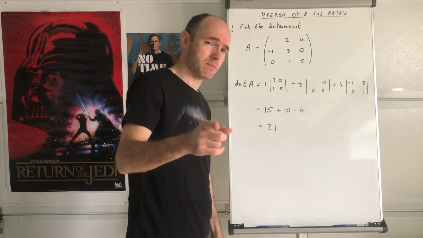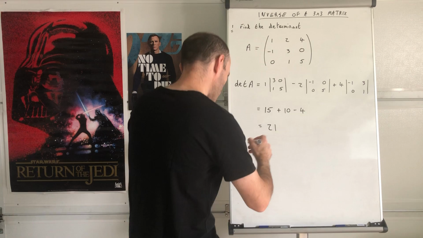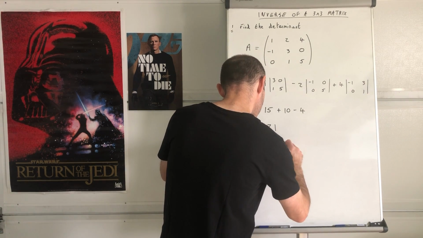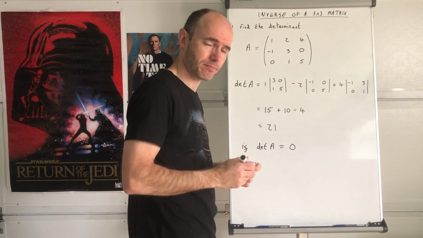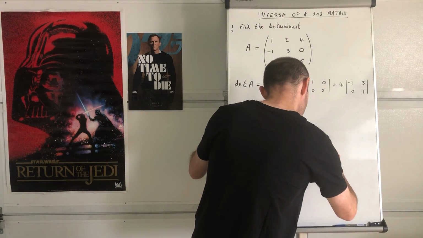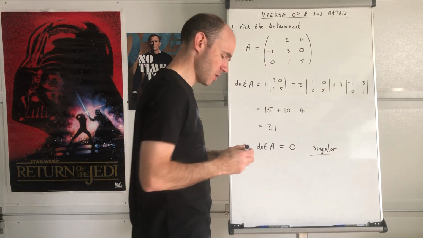Now, remember that question I asked you? Why is it a good idea to find the determinant first? Just a reminder: what happens if the determinant is 0? What sort of matrix do we call it? It's called a singular matrix. What's a singular matrix? It means it has no inverse.